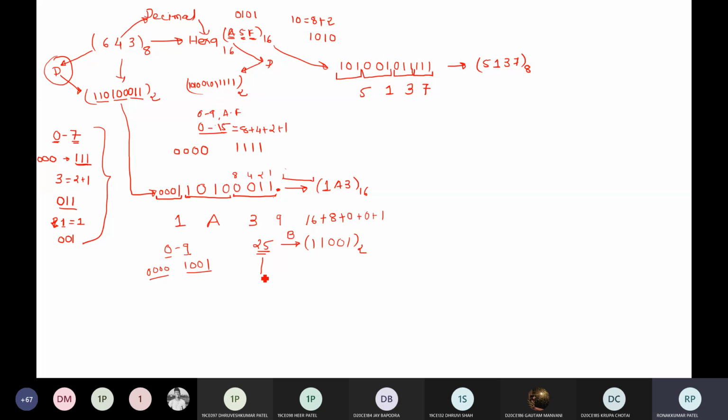If you represent this 25 in BCD, binary coded decimal, then the number will be, for 5 it will take 4 digits, that is 0 1 0 1. 4 plus 1, 5 means it will represent individual digit. Then 2 means 1 0, but it will add 0 0.